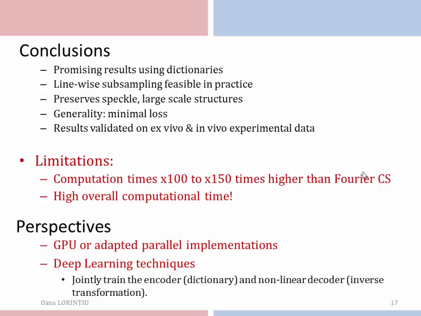So the perspective will be to implement it on GPU or in parallel implementations. And the second perspective would be to use deep learning techniques, which offer the possibility to learn. Actually, the problem with the dictionary is that you don't have a fast inverse transform. So this might solve this problem, because this kind of technique might learn the dictionary, but also learn its inverse decoder, so the inverse transformation, and this can maybe speed up this acquisition a lot.